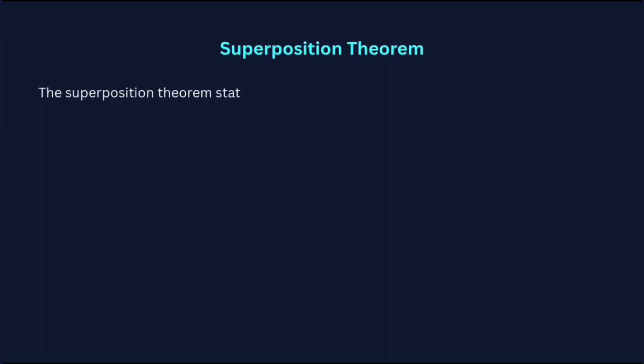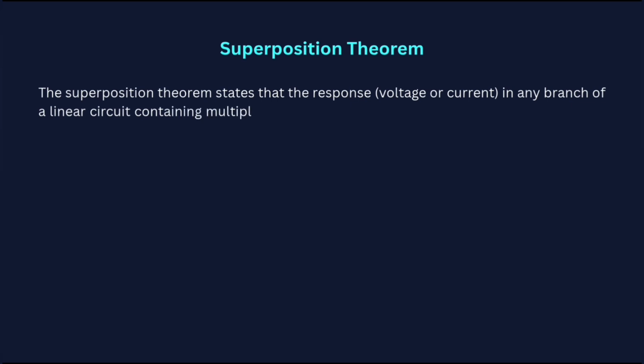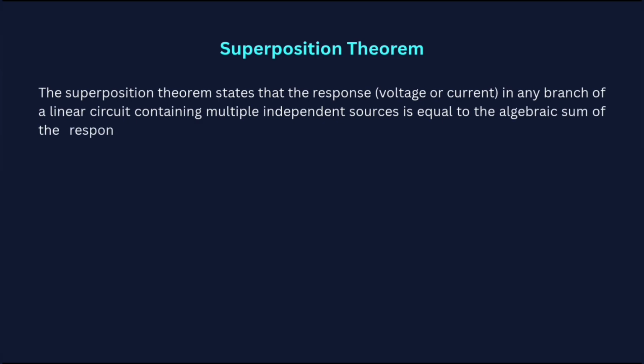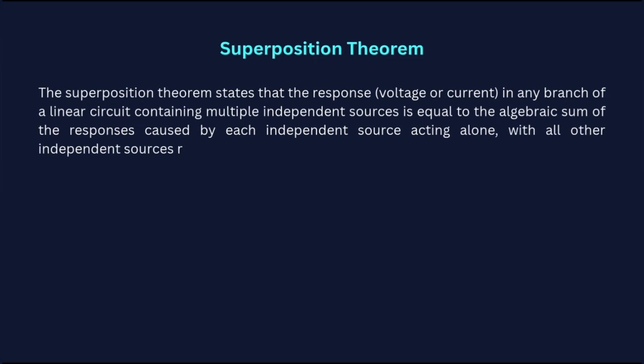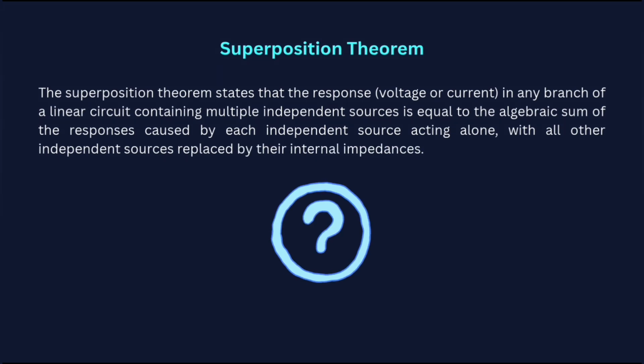Superposition theorem states that the response, that is the voltage or current in any branch of a linear circuit containing multiple independent sources, is equal to the algebraic sum of the responses caused by each independent source acting alone, with all the other independent sources replaced by their internal impedances. This may sound complicated at first, so let's break it down.